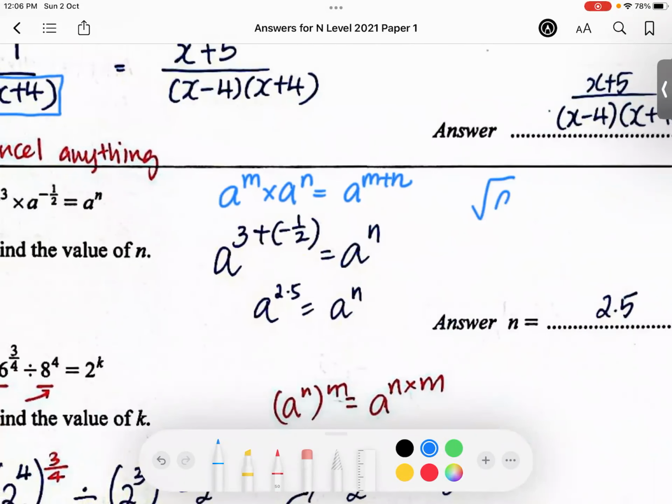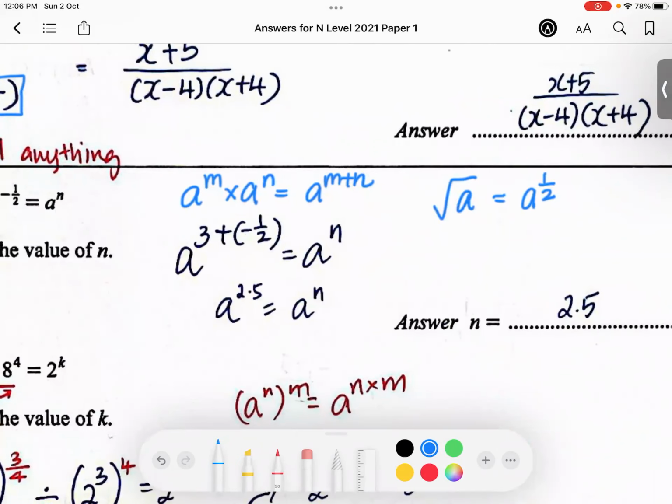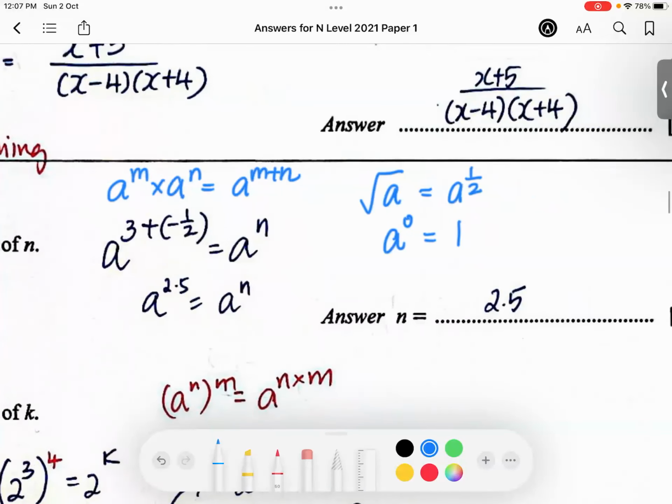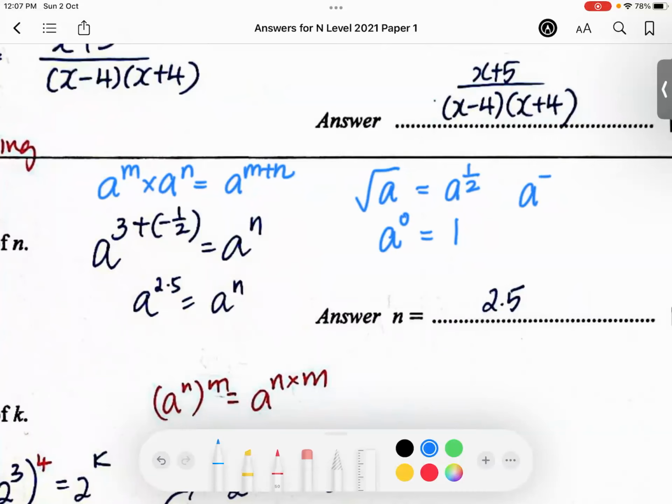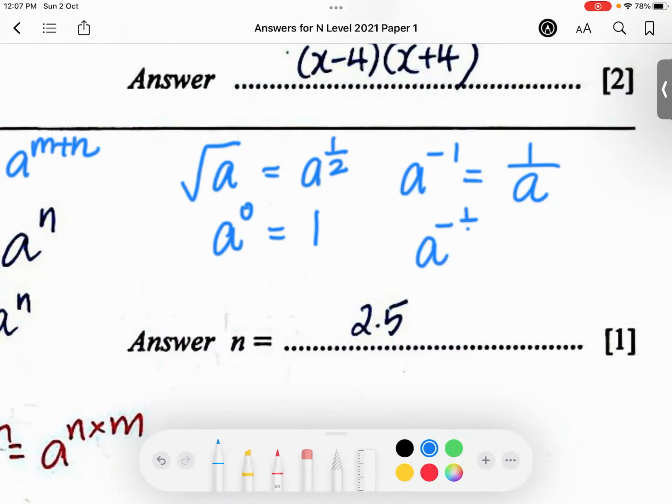A few things to remember. Square root of something, this is a to the power of half. Cube root of something will be a to the power of 1/3. Fifth root, that will be a to the power of 1 over 5. Okay, anything to the power of 0 is always 1. A to the power of negative 1 is 1 over a. Just to sidetrack a little bit, what is a to the power of negative half?